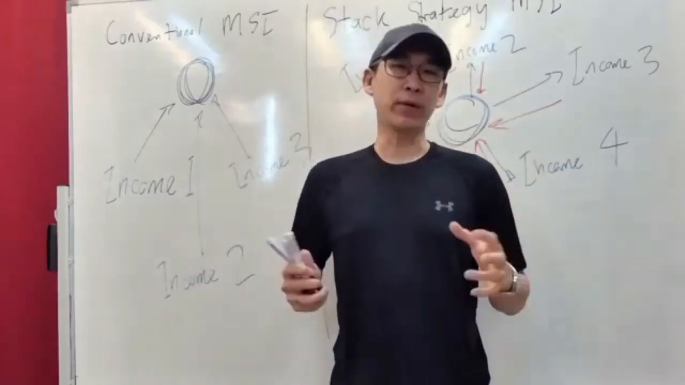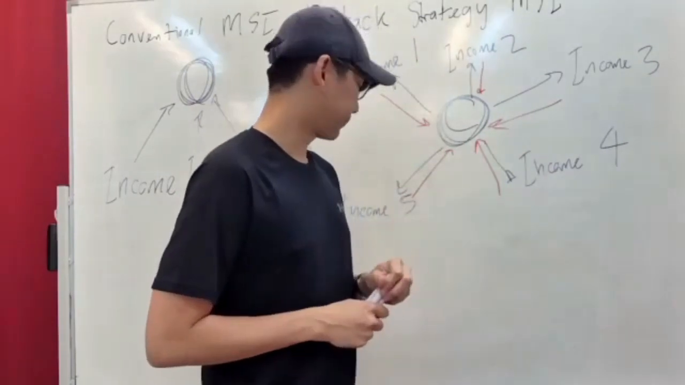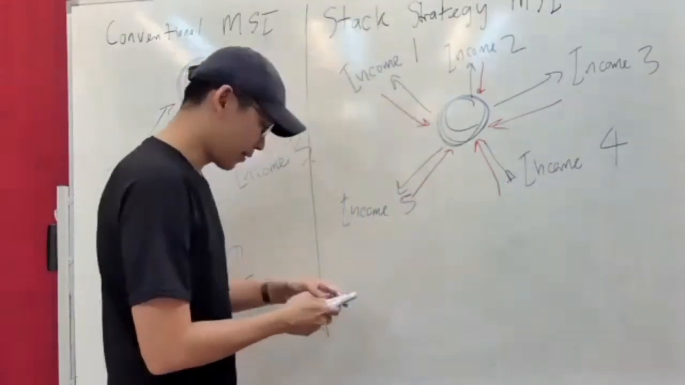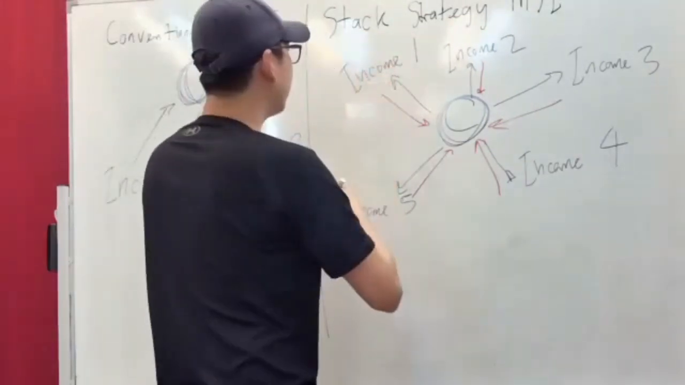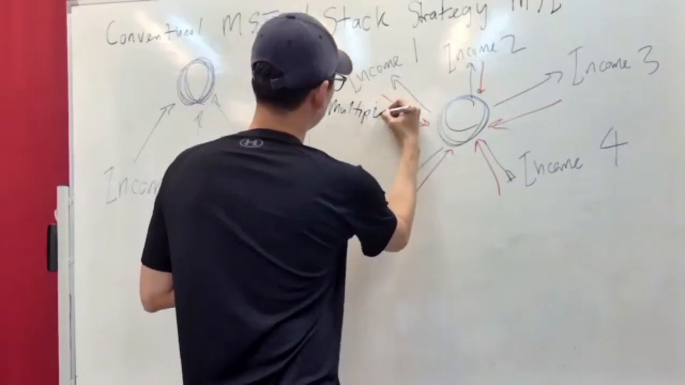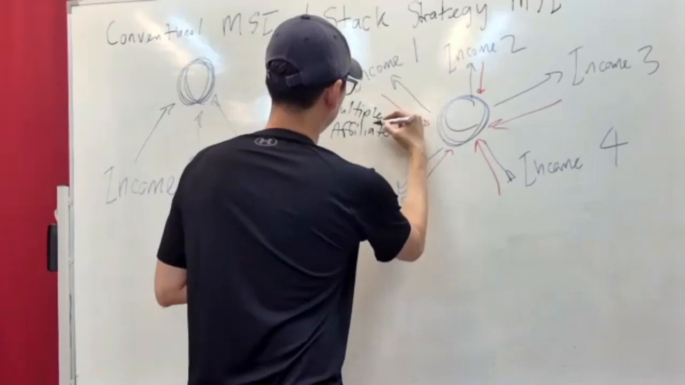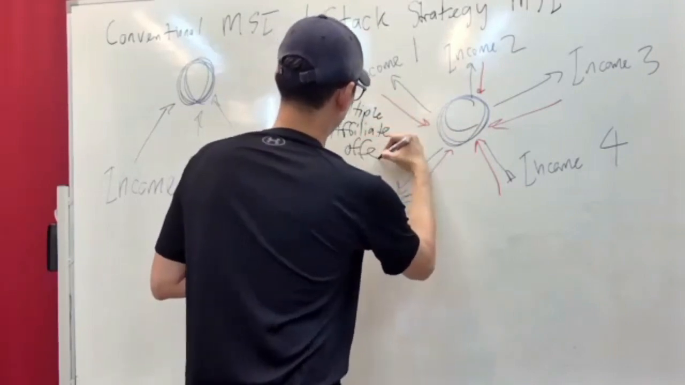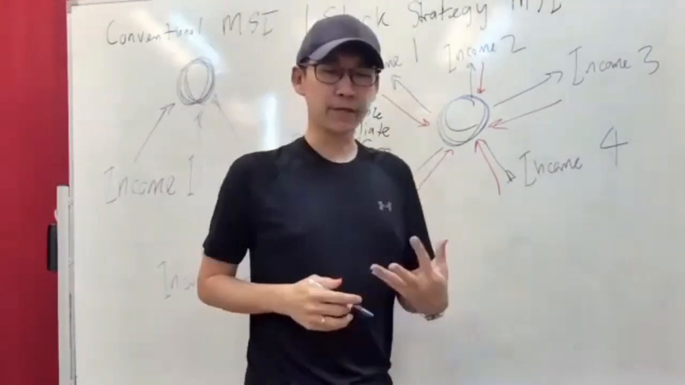So when we first start, we don't have a product to sell. So the first, I'm just going to write here. The first income, income one, right? We could call it the multiple affiliate offers. Okay. So what could multiple affiliate offers be?